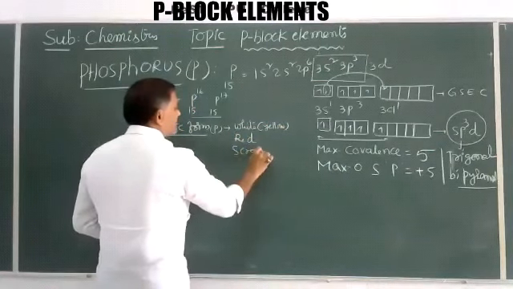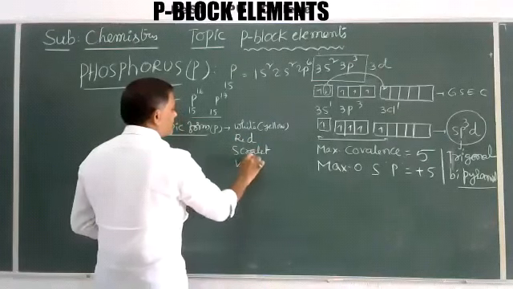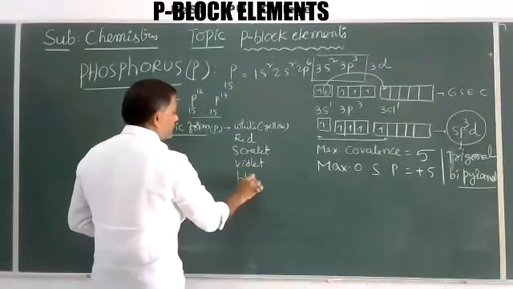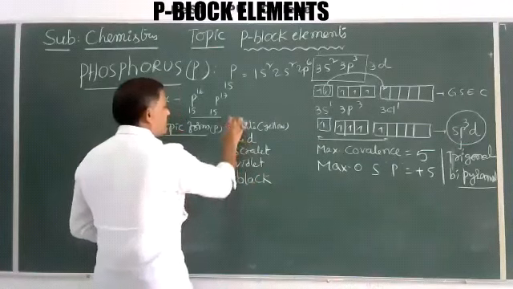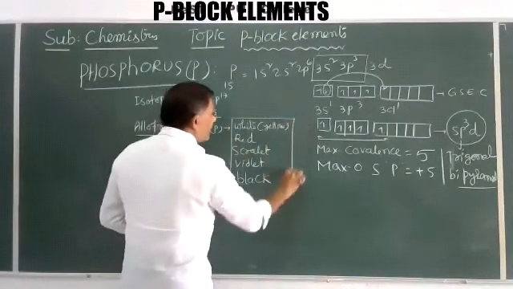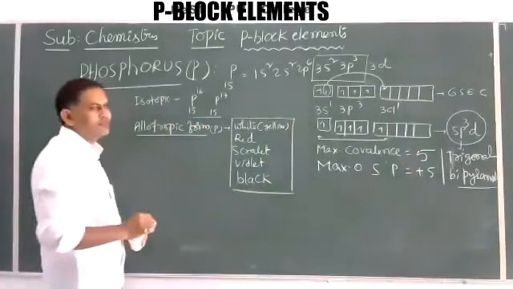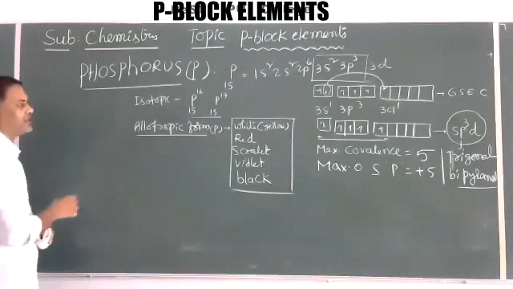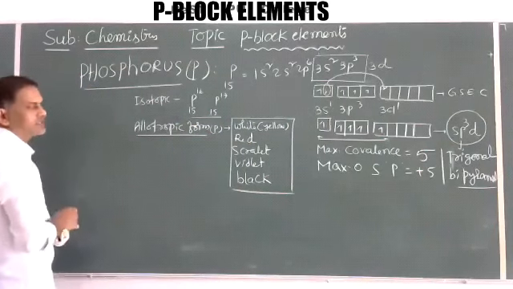scarlet, violet, and black. These are some important allotropic forms of phosphorus. This is the introduction about phosphorus.